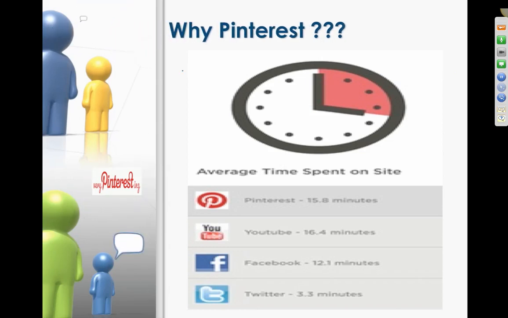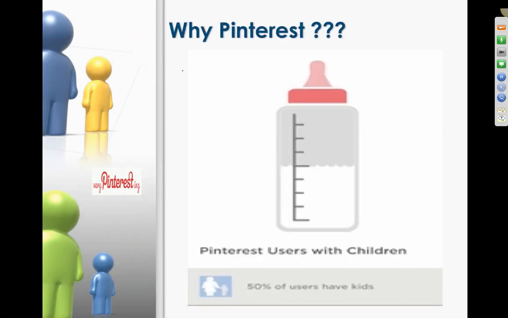The next thing is the average time spent on the site. Users spend about 15.8 minutes on Pinterest versus 16.4 minutes on YouTube. And when you think about it, some of the videos on YouTube are hour-long television programs. So you're looking at an average of 16.4 on YouTube and 15.8 on Pinterest. It's got quite a staying power, and when people are on there, they stay for a long period of time. Facebook has 12.1 minutes, so you can see that it's got that glue that gets people to stay and visit a lot of different photos.